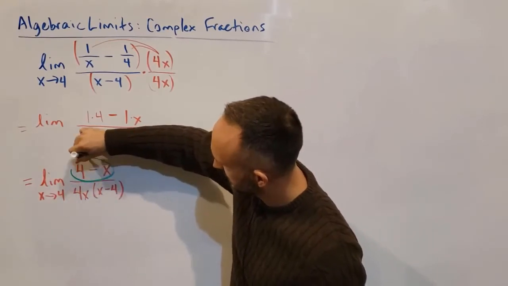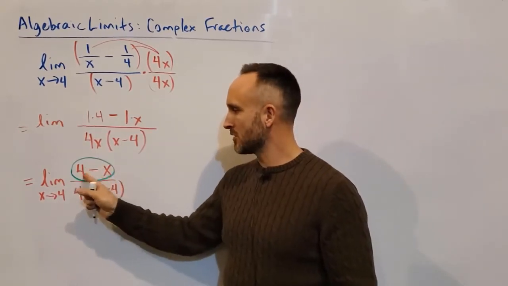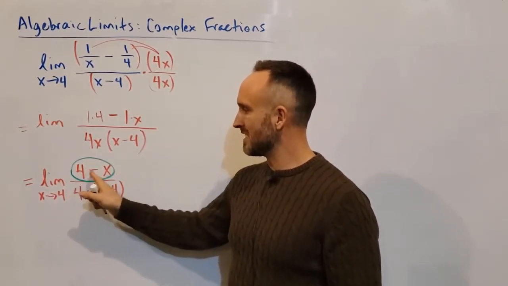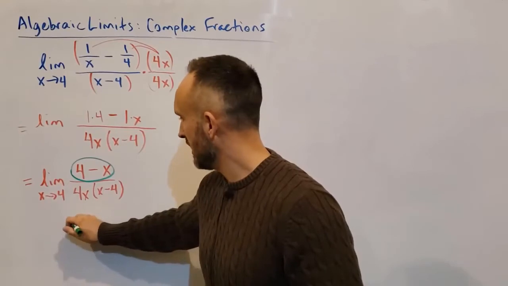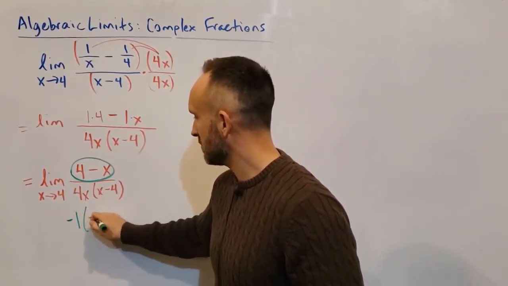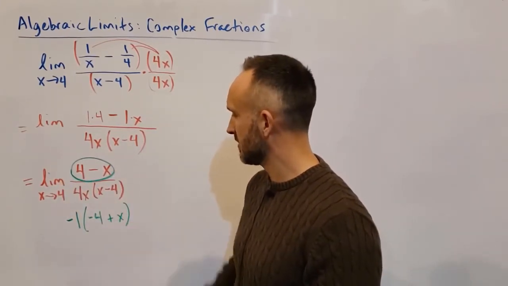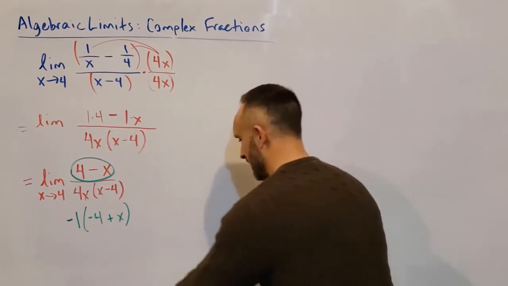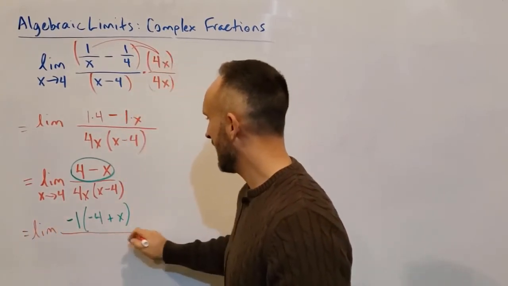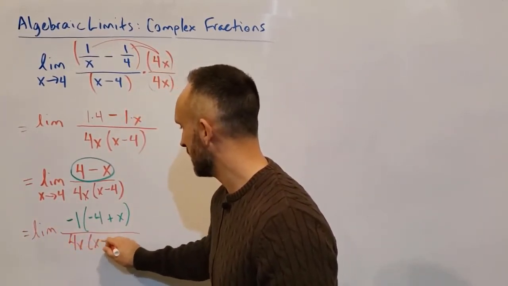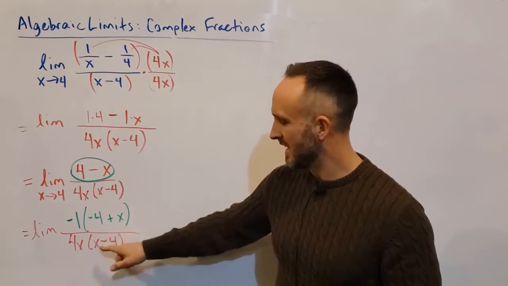So I'm going to take this guy, and I'm going to factor out a -1, right? When I do that, both of these signs are going to change, and it's going to match x minus 4. So I'll show you what that looks like. If I pull a -1 out of a positive 4, that gives me -4. If I pull a -1 out of negative x, I get a positive x. Okay? So let me recopy everything else. So we've got the limit of that over 4x times x minus 4. Now, -4 plus x is the same thing as x minus 4.